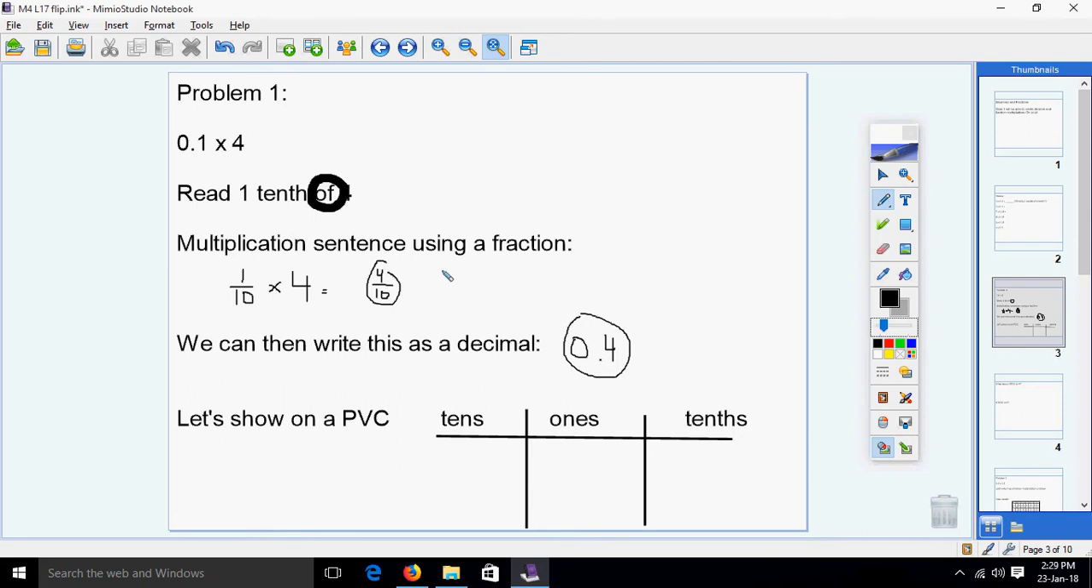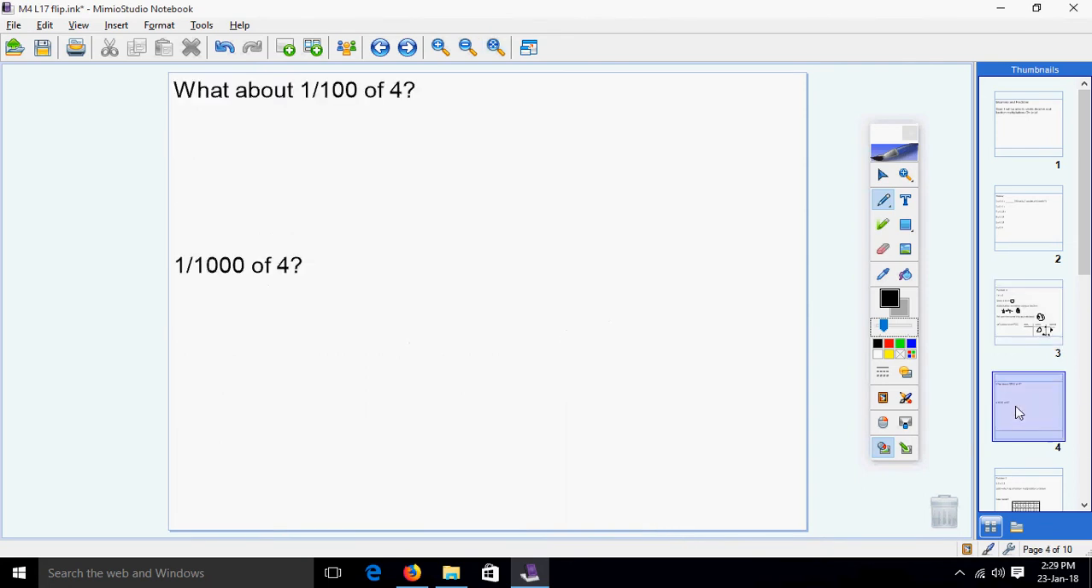All right, so I'm going to show it on a place value chart. I already have it set up here. We have nothing in the ones. Okay, and we have 1/10. Okay, so what's happening? I'm just putting my decimal here. What's happening here is I'm multiplying by 4, right? So 1 times 4, and then I would get 0.4. Same thing.